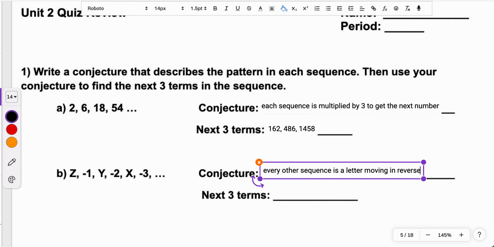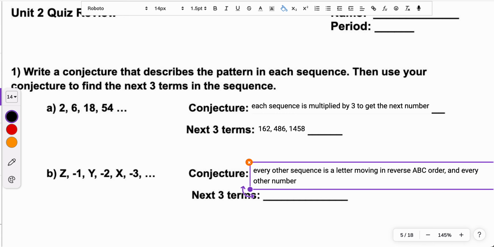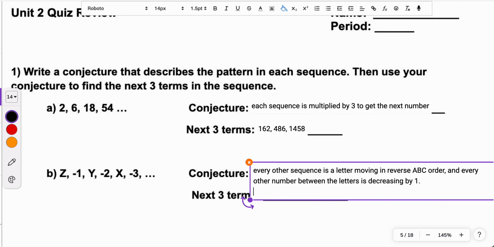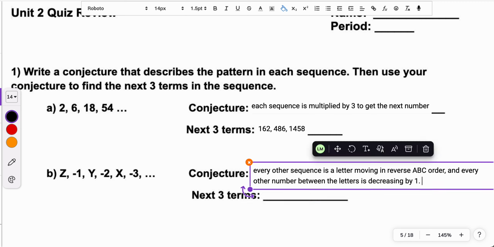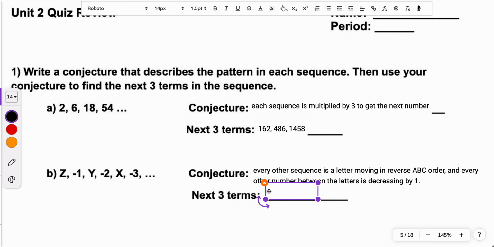For this conjecture, kind of wordy, but I would say every other term is a letter moving in reverse ABC order, and every other number between the letters is decreasing by 1. So the next three terms would be W, then -4, and then V.